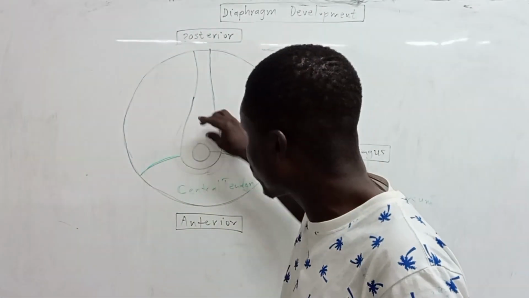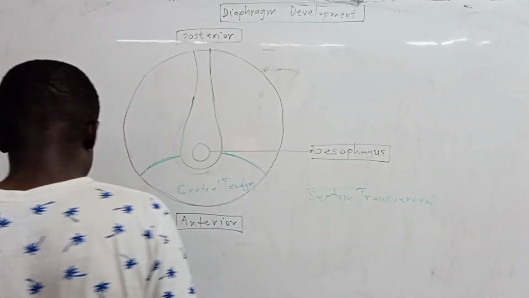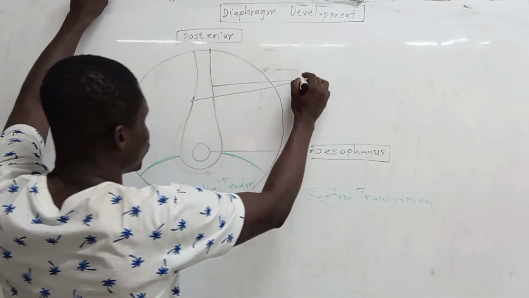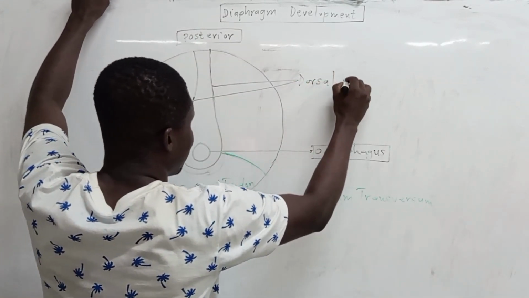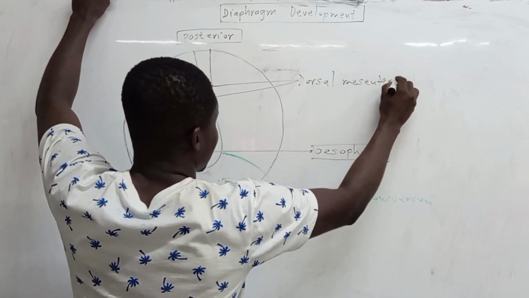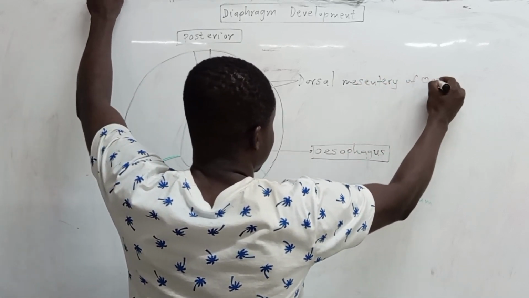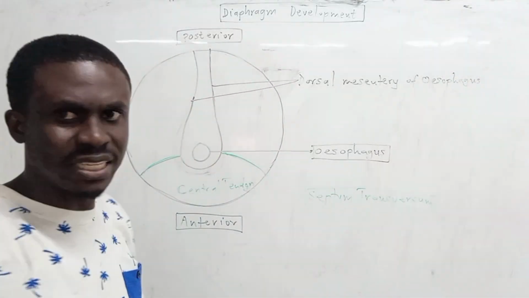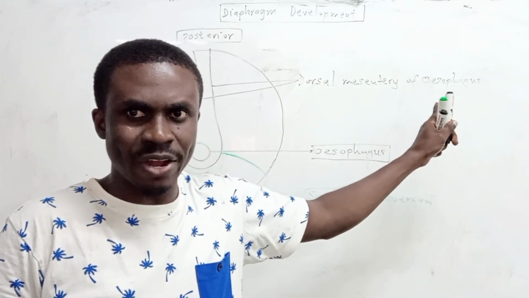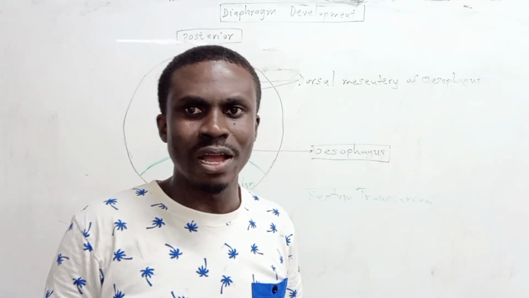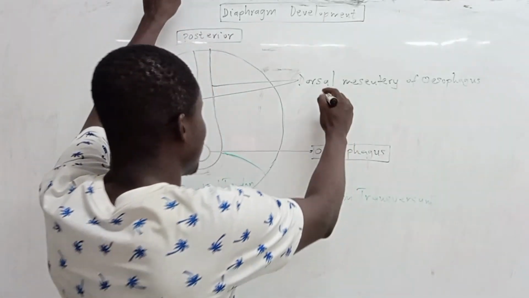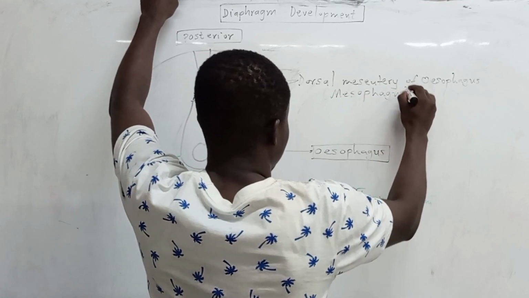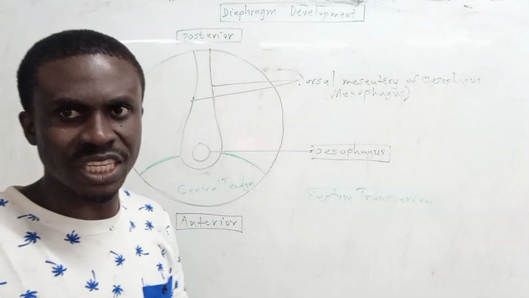So this one is the esophagus. For this reason, this structure I'm trying to show over here, going to the posterior aspect, becomes what we call the dorsal mesentery of the esophagus. Yes, the esophageal dorsal mesentery. That's what we find over here. Something we can also call the mesoesophagus. That's the dorsal mesentery of the esophagus.